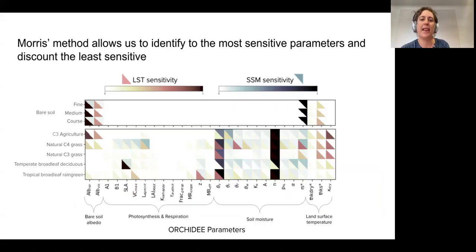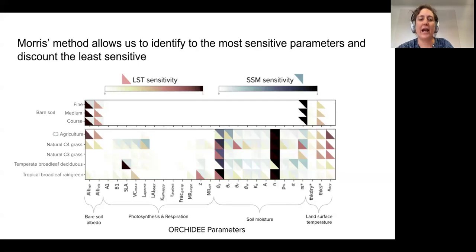So the bottom left-hand triangles show the sensitivity to land surface temperature. These go from white to black, passing through red. And then the upper right-hand triangles are the sensitivity to soil moisture. And this is passing through blue. And what we can see is in the top bit of the panel where we're looking at just bare soil sites, it's very much the bare soil albedo that's going to control surface temperature. And this RS, which is the bare soil resistance to evapotranspiration, which is going to control soil moisture.